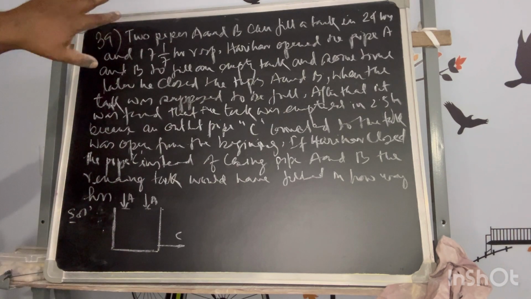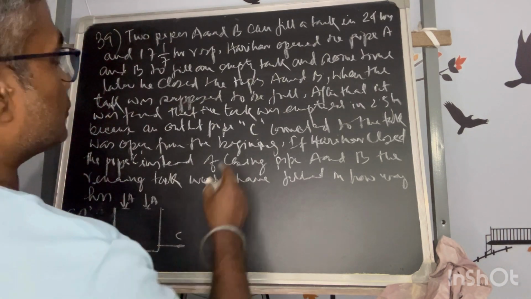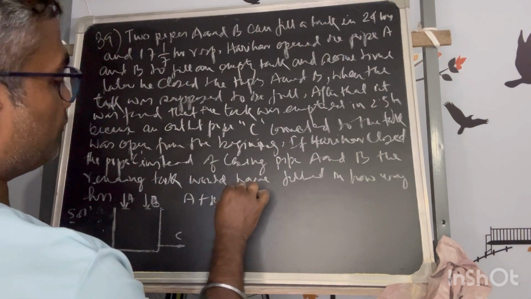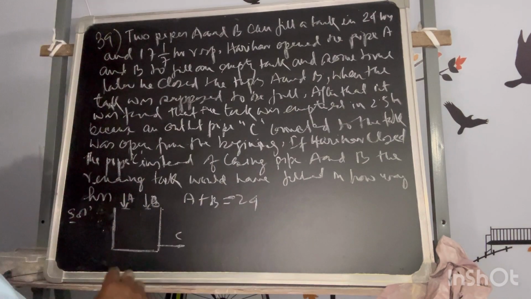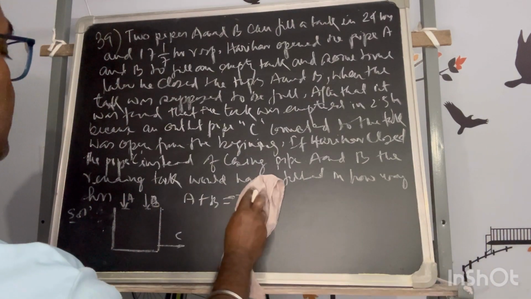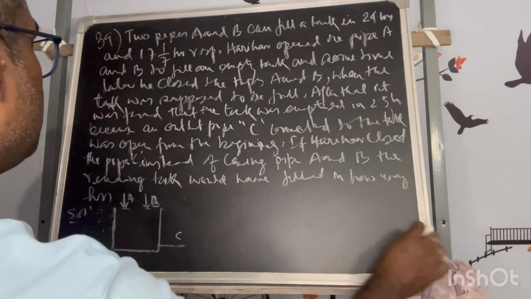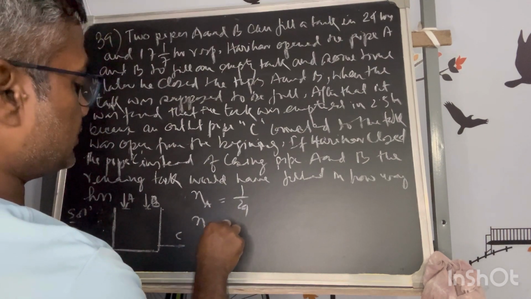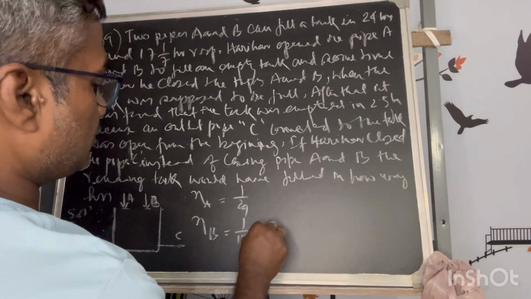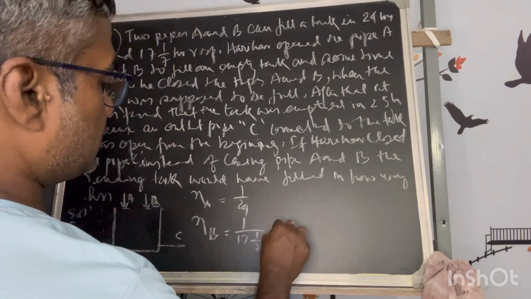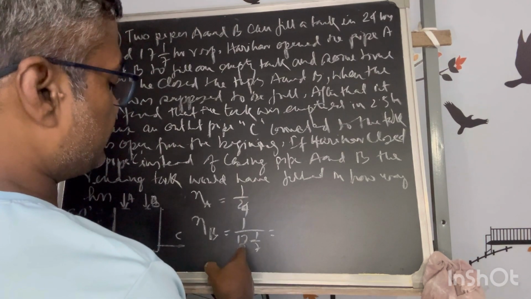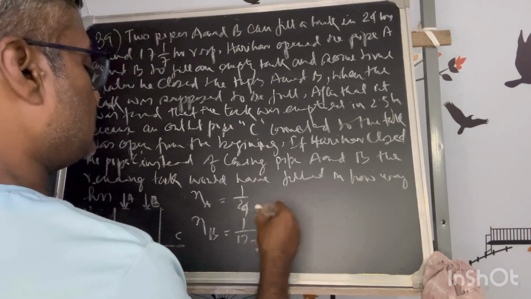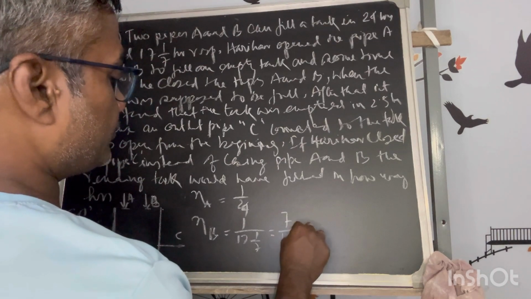Two pipes A and B can fill the tank. Oh, sorry, no. A and B individually can fill in 24 hours, and so the efficiency of A is how much? 1 by 24, and the efficiency of B is equal to 1 by 7. So all total, how much? 7 by 110.